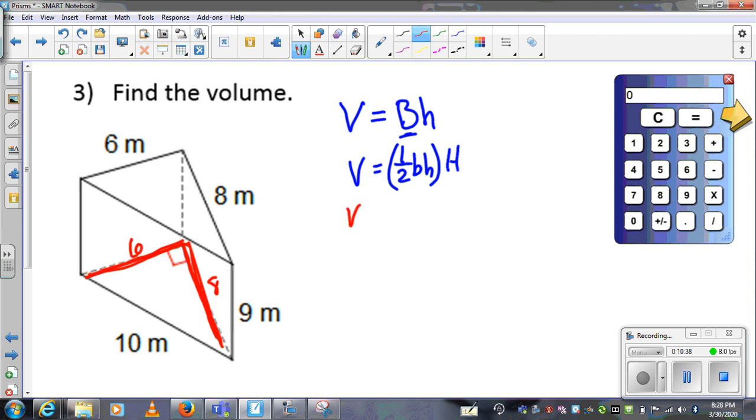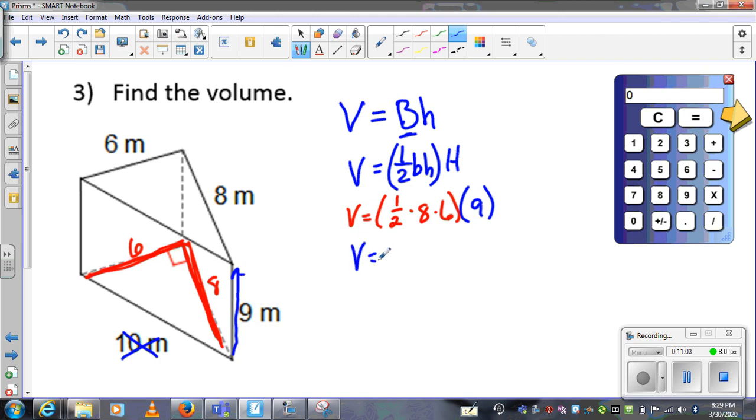So my volume here is 1/2 times 8 times 6, and these can be changed, it doesn't matter. Now I have to multiply this by how tall, or what's the height of the object, and that would be 9. So they gave me this 10, but it was not needed. I didn't need it. Be careful on that.